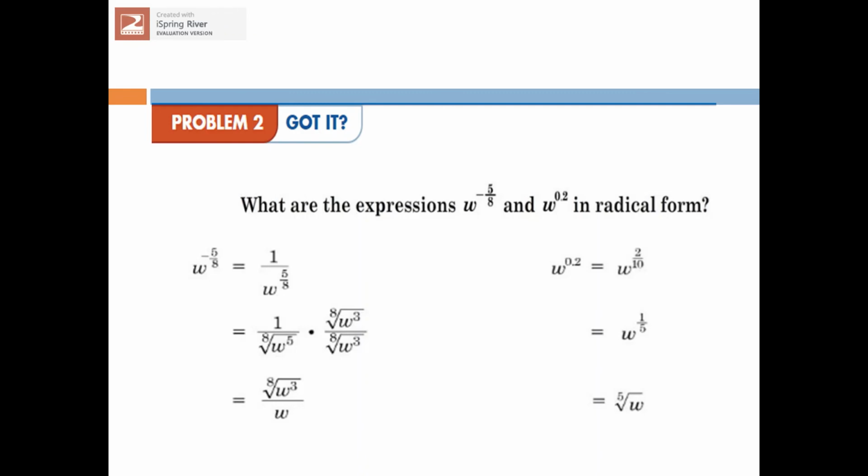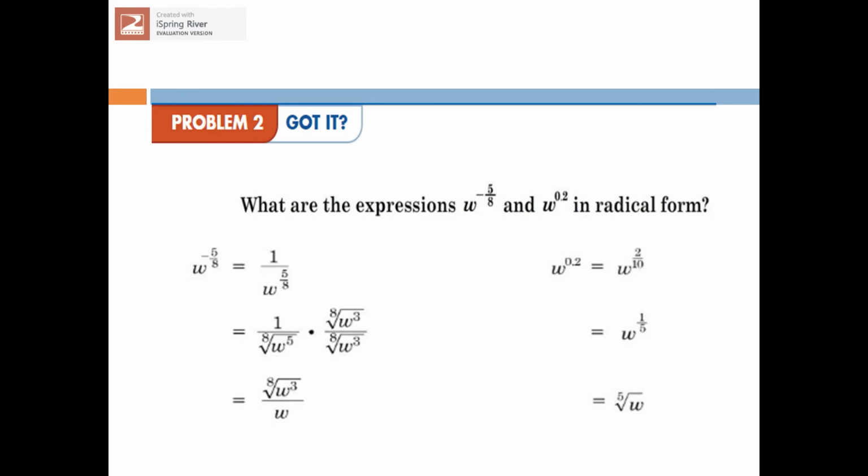So we have 1 over the 8th root of w raised to 5. What radical form can we multiply by the 8th root of w raised to 5 to make it a perfect 8th root? Yes, and that is the 8th root of w raised to 3. So we will multiply the 8th root of w raised to 3 on both numerator and denominator. So 1 times the 8th root of w raised to 3 is the 8th root of w raised to 3.